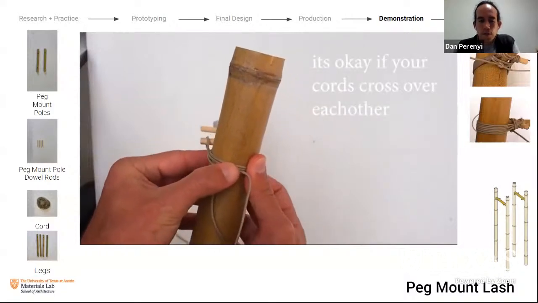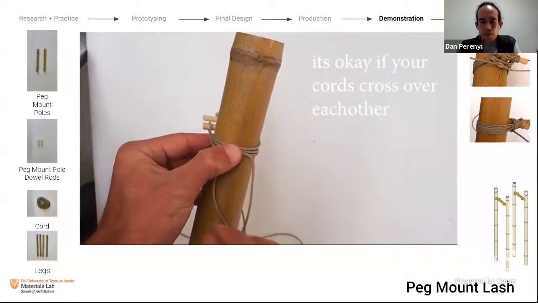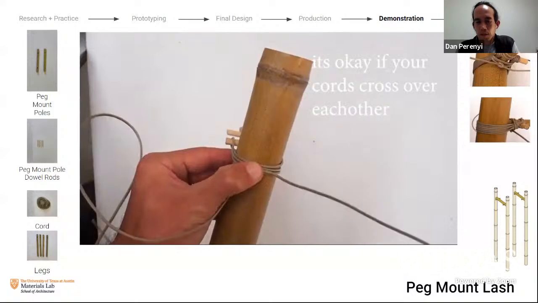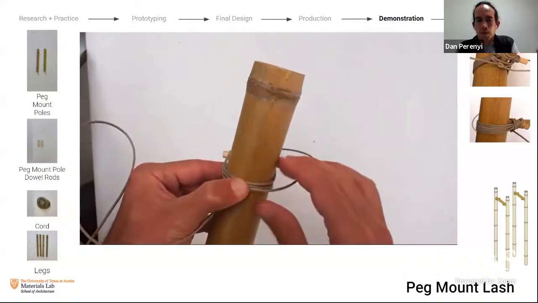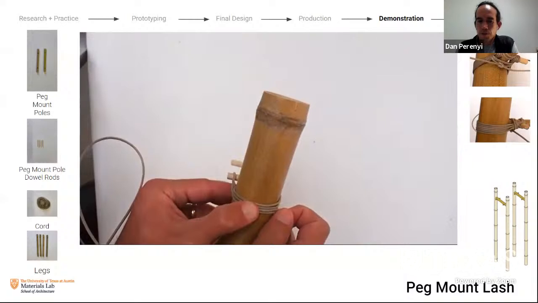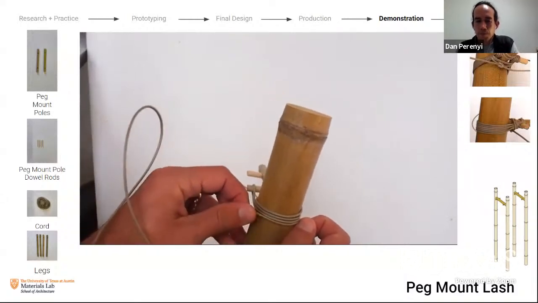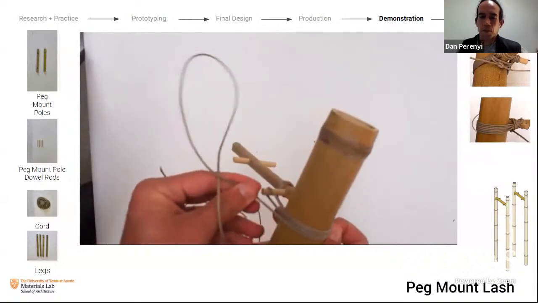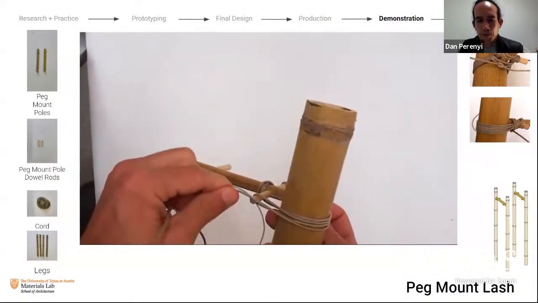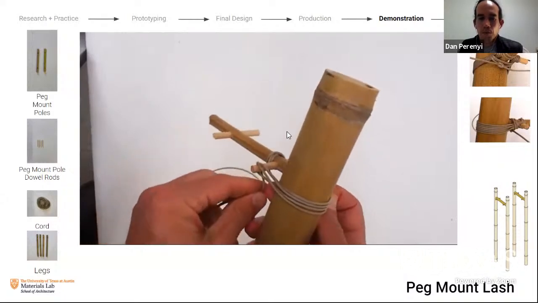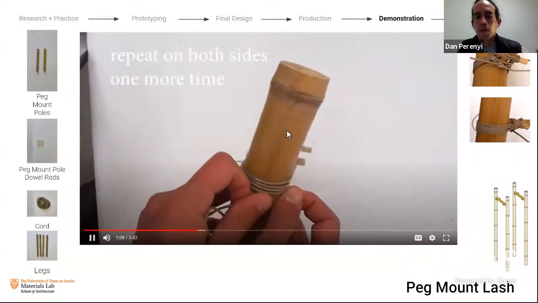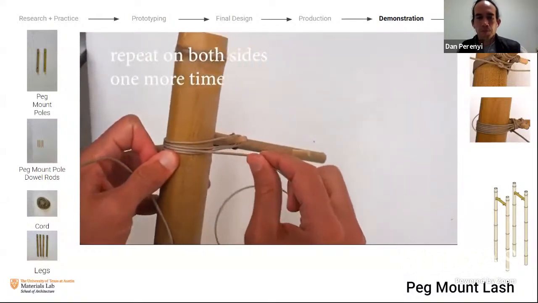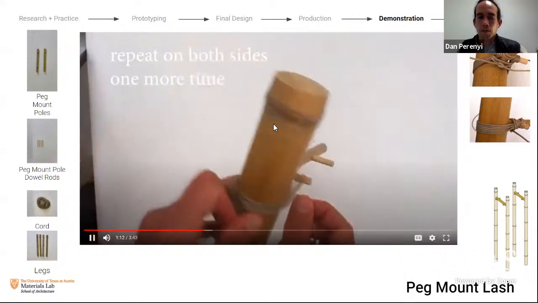And so, yeah, it's okay if the cords cross over each other. I tried to make it so that they kind of all line up. It can be kind of hard to do that sometimes. And eventually they kind of have to cross, but you can get it to where they all line up like this if you're just a little careful. So this is going again with that side and pulling it over. And then we have the piece that was left over here that I was holding on to. I'm just gonna go over that dowel rod.